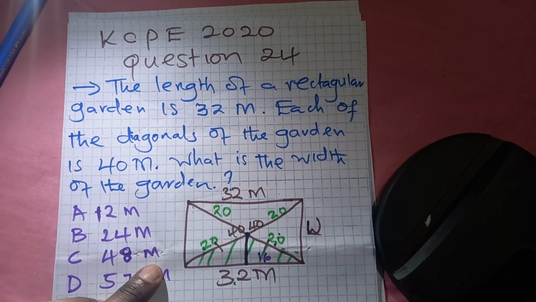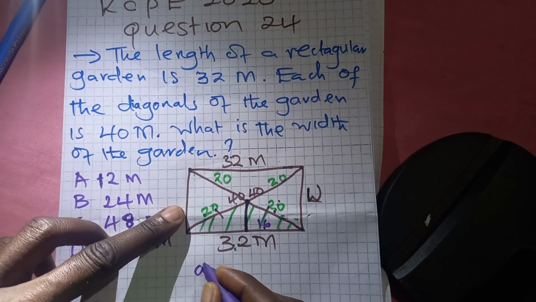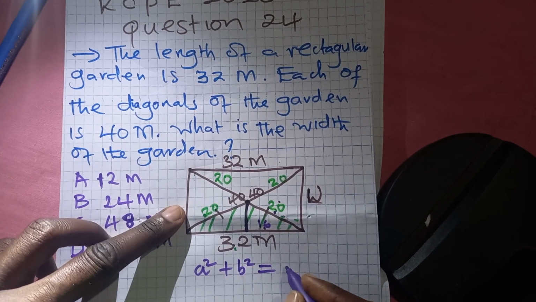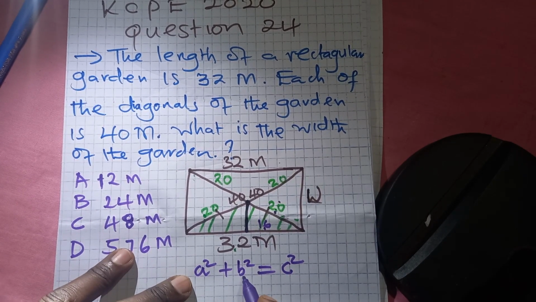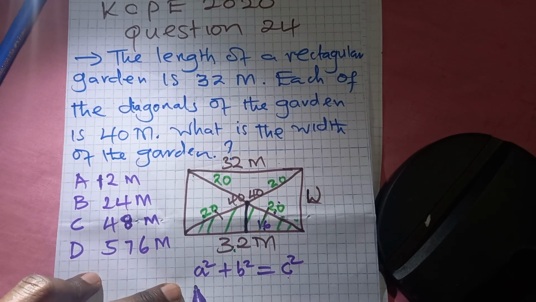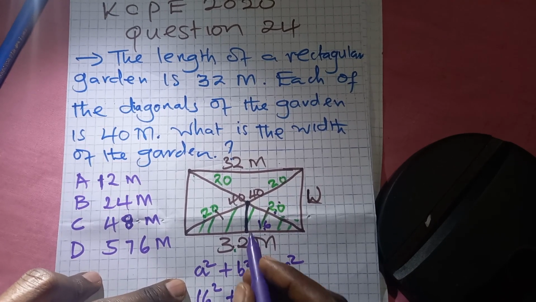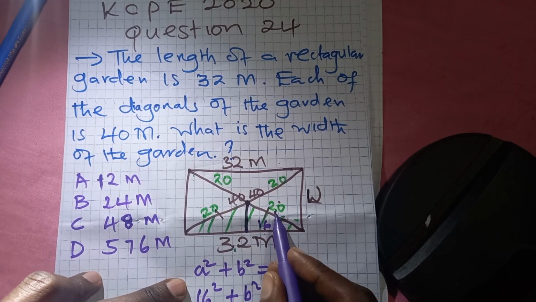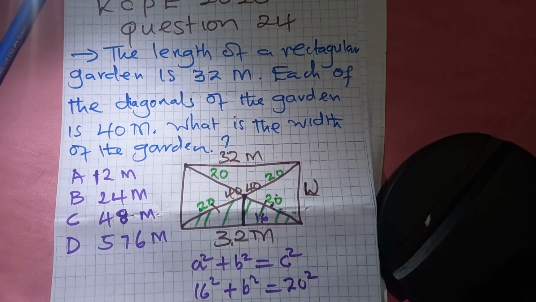Here we are going to use Pythagoras theorem, which says the square of the base plus the square of the height should give you the hypotenuse squared. Letter A denotes the base, letter B denotes the height, and C is the hypotenuse. Which is our A? Our A is 16. So 16 squared plus B squared, where B is the height we are looking for, should be equal to C. C is 20, so 20 squared.